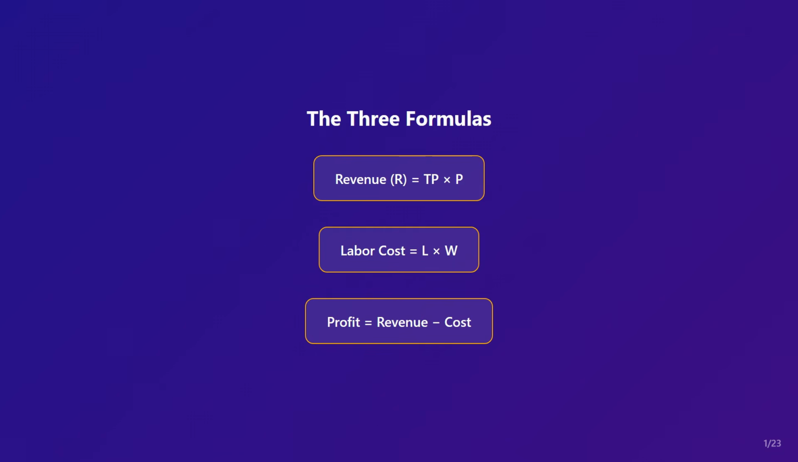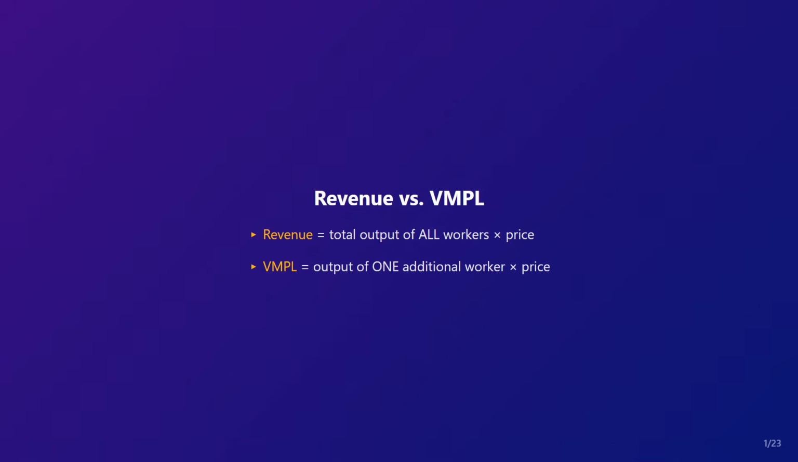Labor expenses equal the number of workers multiplied by the wage per worker. In notation, L times W, where L is the number of workers and W is the wage per worker. In our example, the wage is fixed at 5,000 shekels per worker, so expenses increase linearly. Each additional worker adds exactly 5,000 shekels to expenses. Profit equals revenue minus expenses. Simply put, how much comes in minus how much goes out.